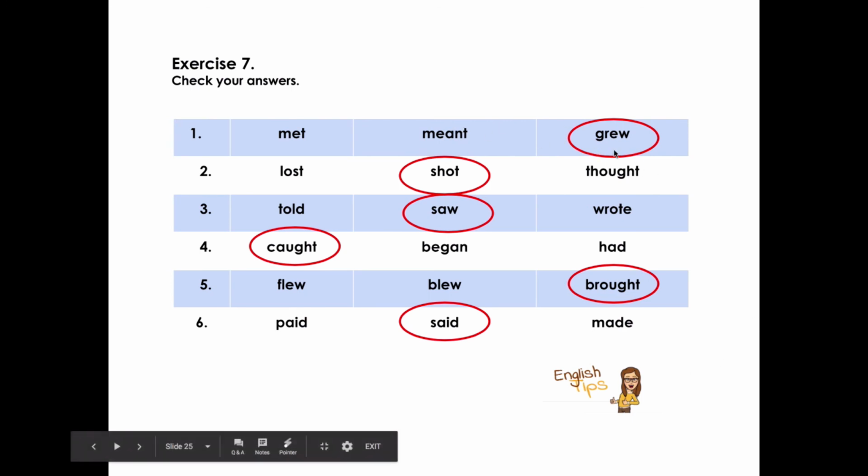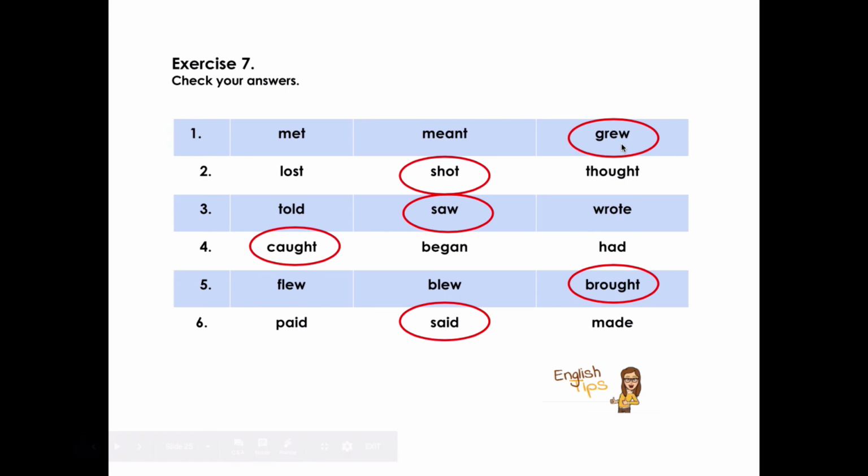Now check your answers. So in number 1, grew is different because it's pronounced with oo and the others with eh. 2. Shut is different because the others are pronounced with o and this one is pronounced with a. 3. Saw is pronounced with o, told and wrote with o. 4. Caught, o, began, had, a. 5. Brought is different because it is pronounced with o, but blew and flew with oo. And 6. Sat is different because it is pronounced with e, but paid and made are pronounced with a.